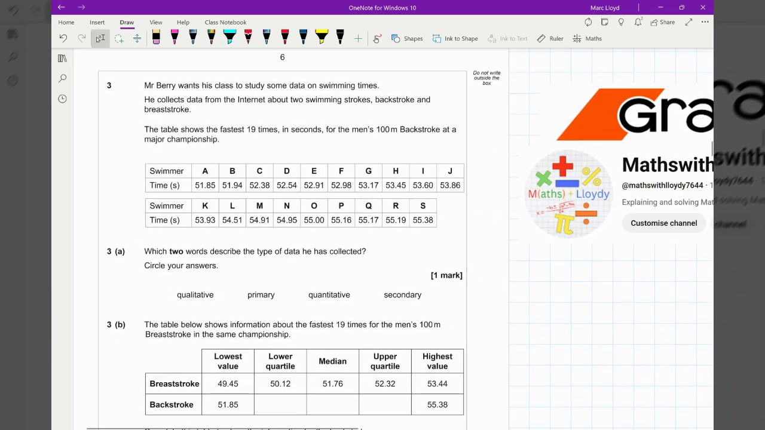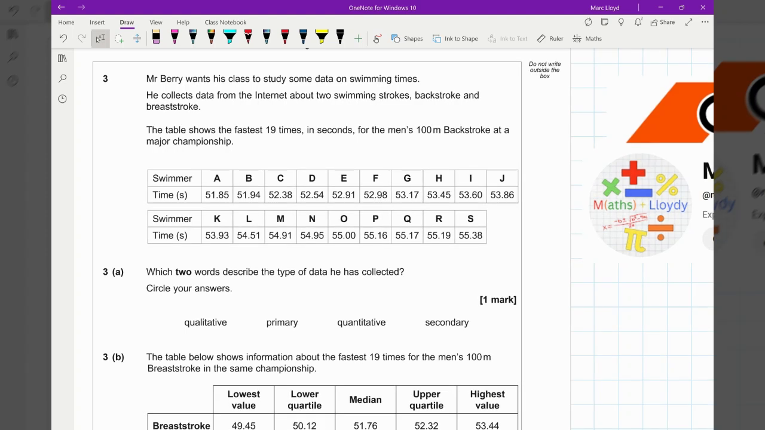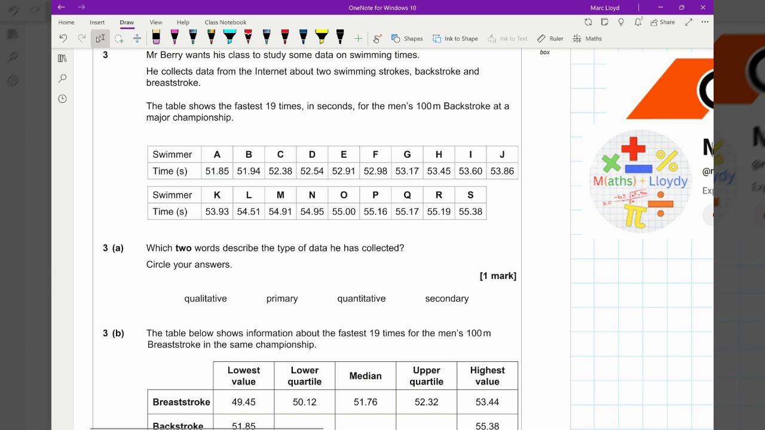Question 3. Mr. Berry wants his class to study some data on swimming times. He collects data from the internet about two swimming strokes, backstroke and breaststroke. The table shows the fastest 19 times in seconds for the men's 100-meter backstroke at a major championship. Which two words describe the data?